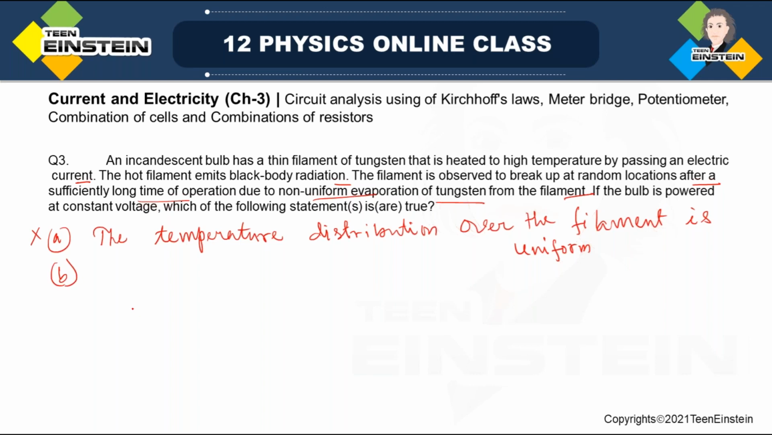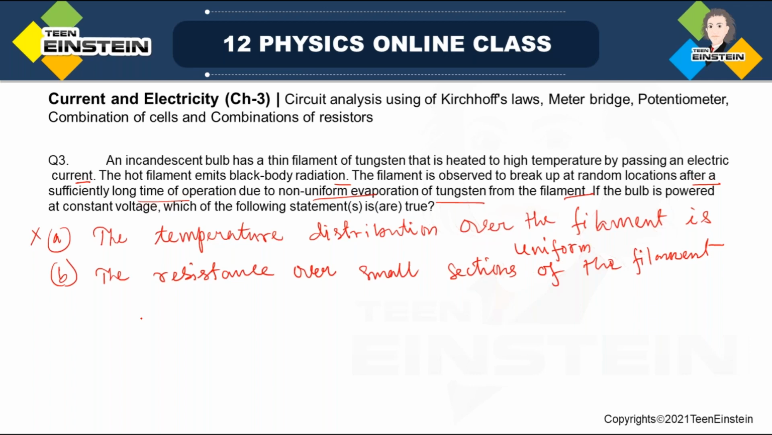Now the second option is the resistance over small sections of the filament decreases with time. So this also may not be true because the filament is made of tungsten. Tungsten doesn't have this property. Only semiconductor has this property.